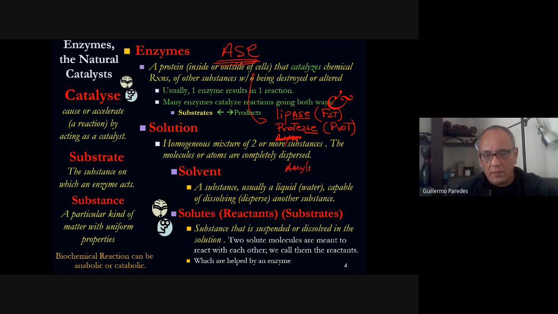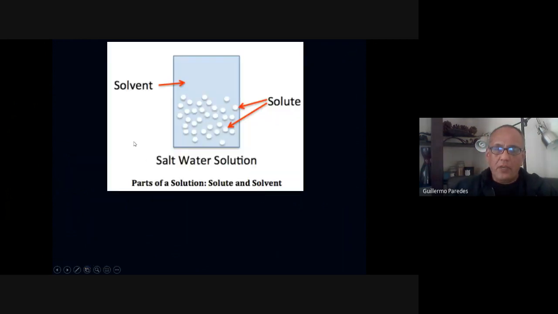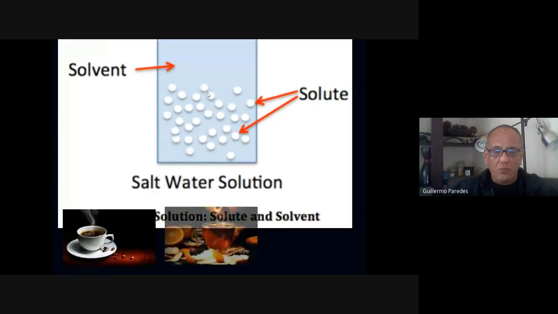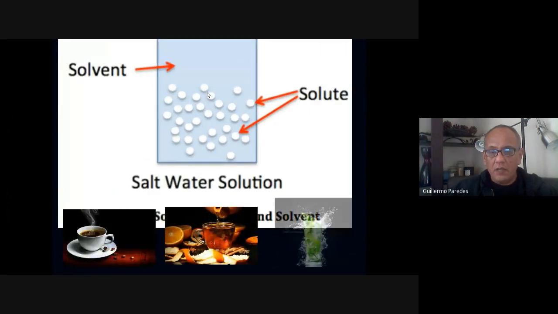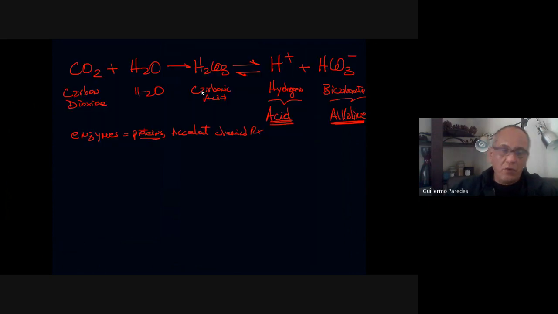Amylase. They're going to break down what? The carbohydrates. Okay? So if you see here, solution is the same to say solvent, that is the water, plus the solutes. Can be reactant or substrate. Okay? So here we have the solvents, solutes, solid water. That is a solution. Other solutions we have are your tea, your coffee, margarita. Margarita is a solution, no? It's a solution.